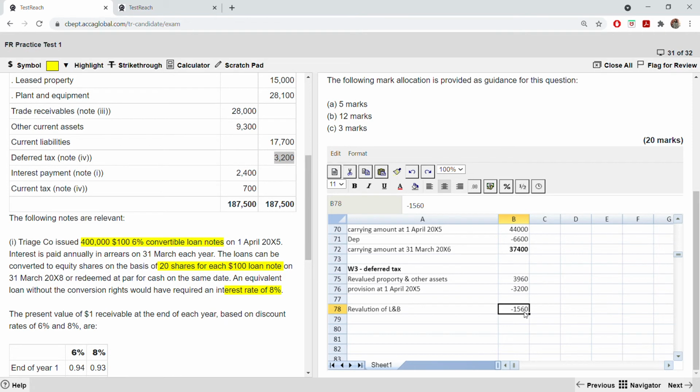So 1560. Okay, so it is an increase. How do you know it's an increase? Just look at the sum. Because it was 3,200 on 1st of April 2005, and from here it has increased to 3,960. So it's an increase in provision.